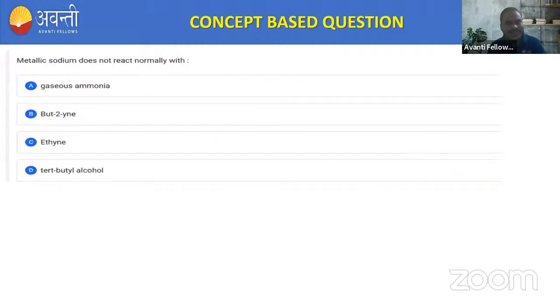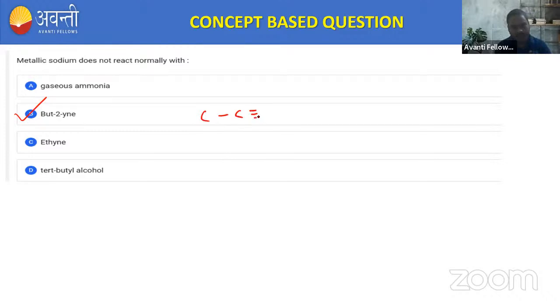Now, the next is: metallic sodium does not react normally with. So you have to identify what metallic sodium does not react normally with. The first is gaseous ammonia. The next is but-2-yne, the next is ethyne, and the last is tertiary butyl alcohol. So out of these four options, which is correct? So always remember, but-2-yne does not have an acidic hydrogen, right? We use the reaction of metallic sodium to confirm the acidity, right?